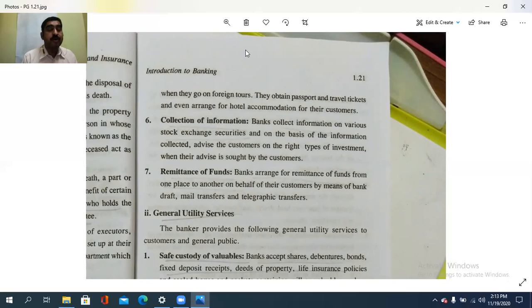And also fund is to be remitted. Fund in the sense the telegraphic transfer or the bank draft or the mail transfer, that is to be remitted.